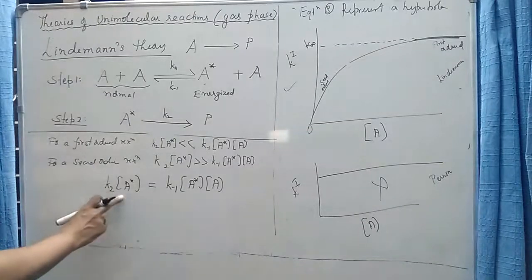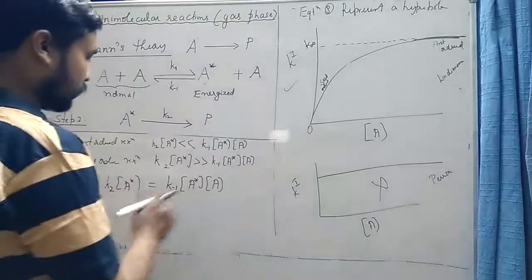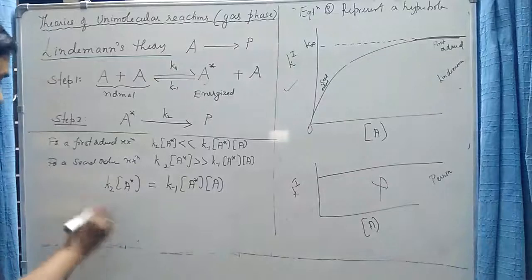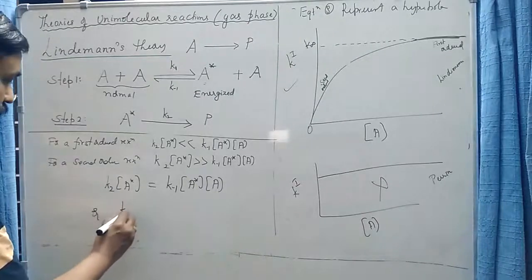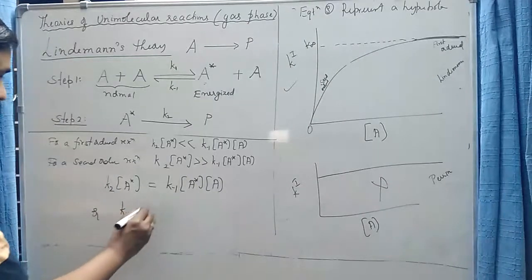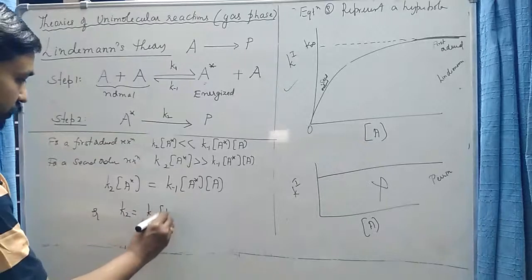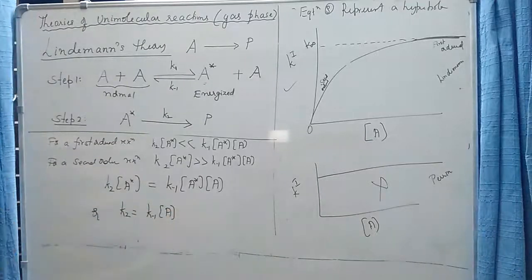So K2 into A star is equal to K minus 1 into A star into A, or K2 is equal to K minus 1 into A.